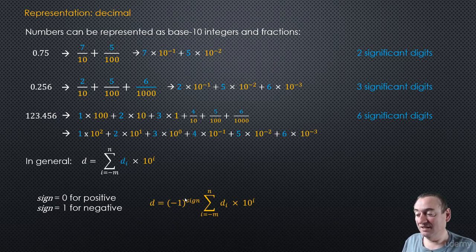But if the number is negative, then we have 1 for the sign, right? The sign is 1 if we have a negative number. So we have negative 1 to the power of 1, which is negative 1. So we'll end up with a negative sign on this expansion here, which is what we're looking for because we want a negative number.